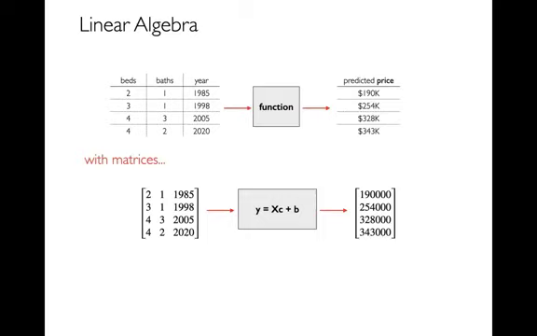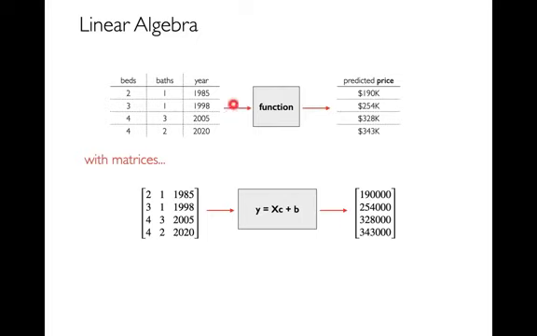I'm not assuming you have any math background besides what you might learn in high school. But let me give you an example of how math is going to come into play here for a regression problem. We have this example again with all the houses and these characteristics, and then we have a function that predicts the price. How would we do that with matrices?